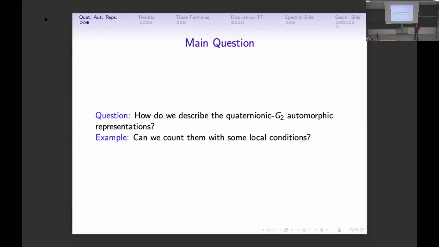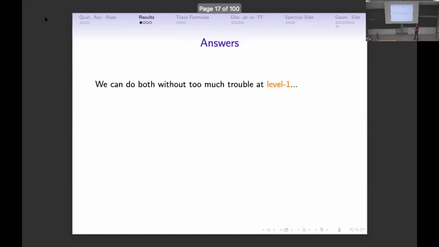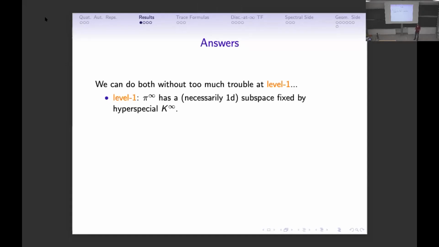Okay, so that was the introduction, quaternionic discrete series. Now let's discuss the results, what answers to these questions we have. It turns out that both these questions can be answered without much trouble when you restrict to level 1. So what does level 1 mean? Level 1 means that the away from infinity component of the automorphic representation has a subspace that's fixed by a product of hyperspecials at each of the away from infinity places. And the subspace is necessarily going to be one-dimensional.